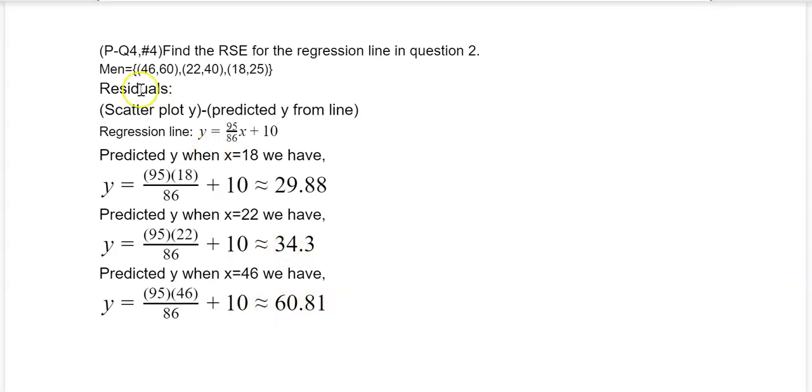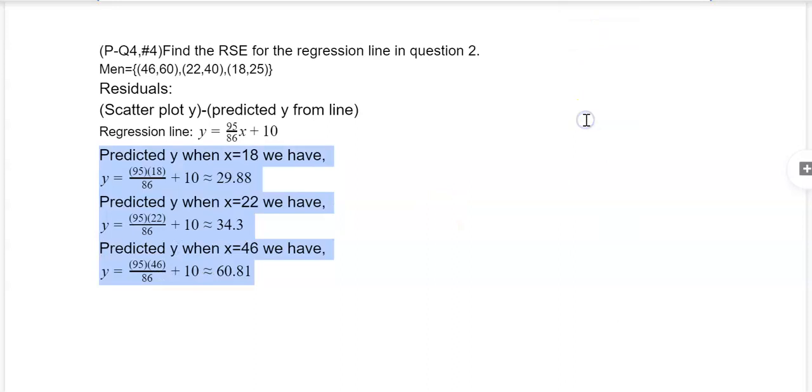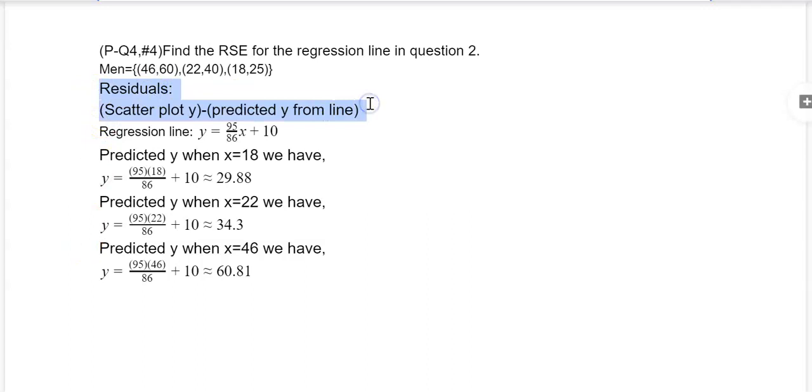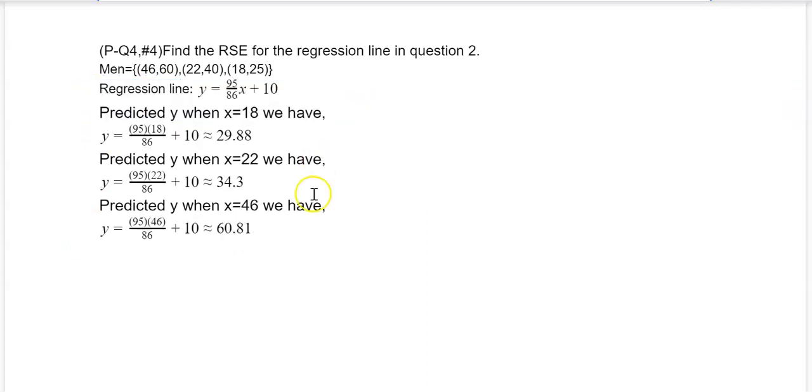Okay, now let's do the residuals. Let me make these a bit smaller so I can fit more on here. Let's make it, say, 12. Okay, so let's do the residuals now. Let me just move this around here a bit.